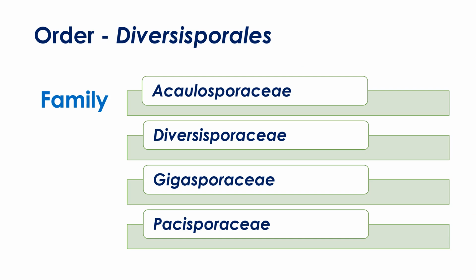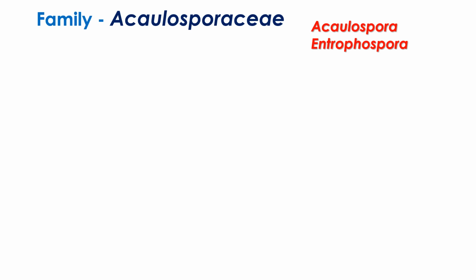In Diversisporales there are four families: Acaulosporaceae, Diversisporaceae, Gigasporaceae, and Pacisporaceae. Now we will see in detail about each and every family, with general features. The first one is Acaulosporaceae. In it there are two important genera: Acaulospora and Entrophospora. There is nothing to go deep into. Just a common feature: all of Glomeromycota is about how the spores are produced, whether they are producing auxiliary cells, vesicles or arbuscules, all those things. Anyway, coming to this point, Acaulosporaceae has two important genera: Acaulospora and Entrophospora.